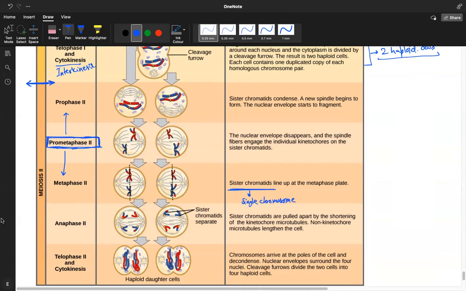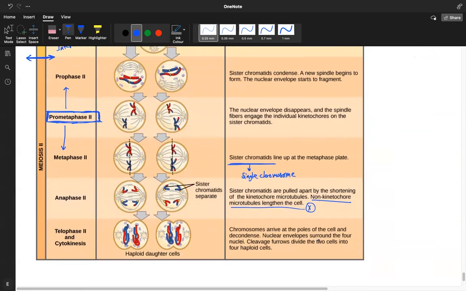Anaphase 2. Sister chromatids are pulled apart by the shortening of the kinetochore microtubules. Non-kinetochore microtubules lengthen the cell. You don't have to worry about this part. Last, telophase 2 and cytokinesis. Chromosomes arrive at the poles of the cell and decondense. Nuclear envelopes surround the 4 nuclei. Cleavage furrows divide the 2 cells into 4 haploid cells.